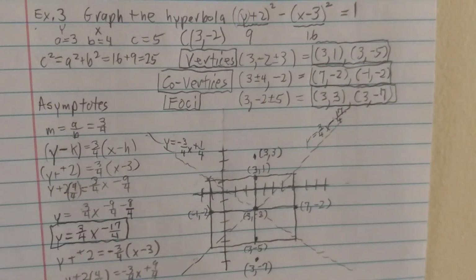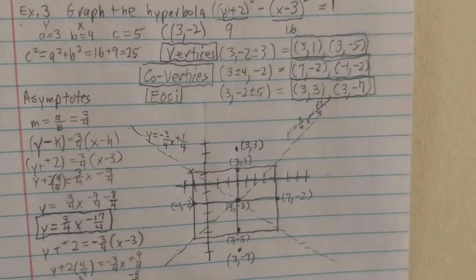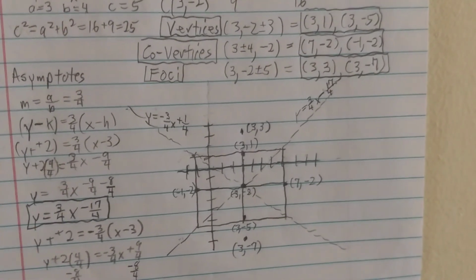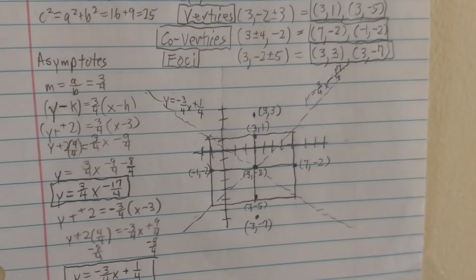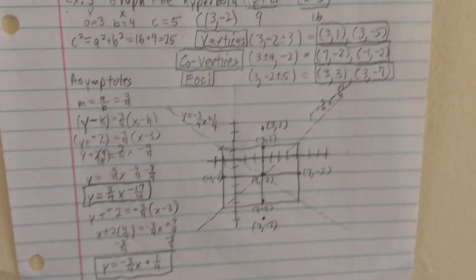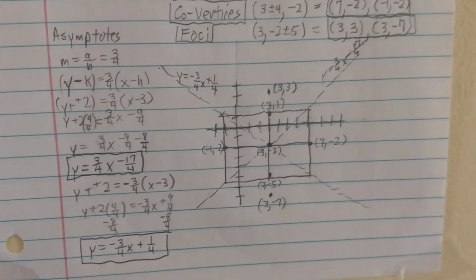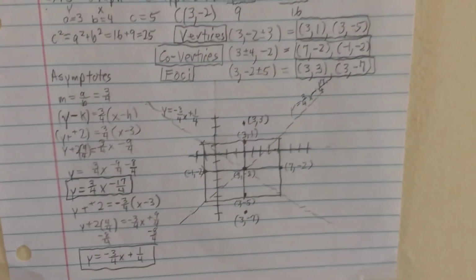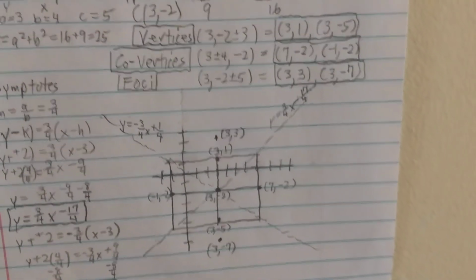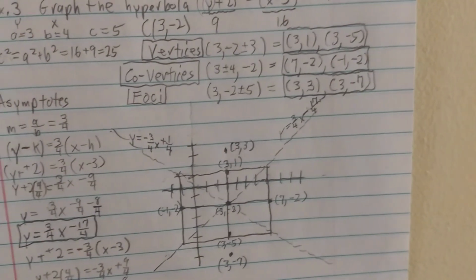And over on the left here, c squared is equal to a squared plus b squared. 16 plus 9 equals 25. C is equal to 5. Okay? And so we have a over b is 3 over 4. So now let's go and get the vertices, the covertices, and the foci. Now remember, our vertices and foci are on the y-axis.